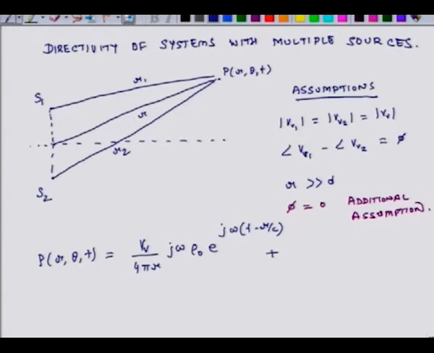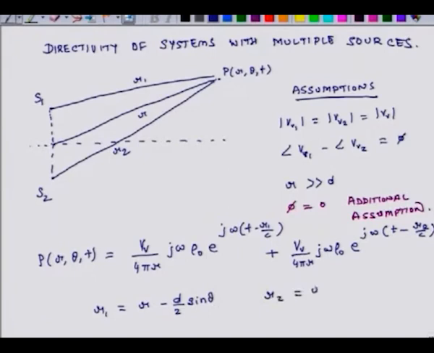plus, oh sorry, excuse me, it is r 1 over c, and this is t, and then the contribution of the second source is V times 4 pi r times j omega rho naught e to the j omega t minus r 2 over c. And we know that R1 equals R minus d over 2 sin theta and R2 equals R plus d over 2 sin theta.